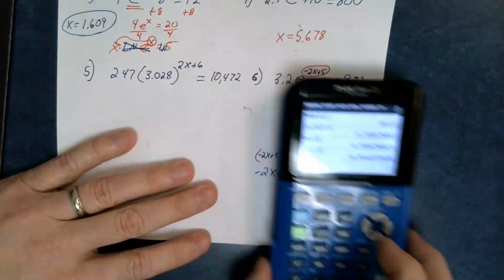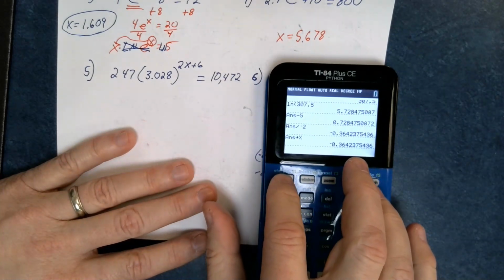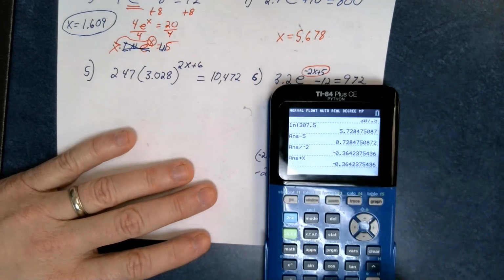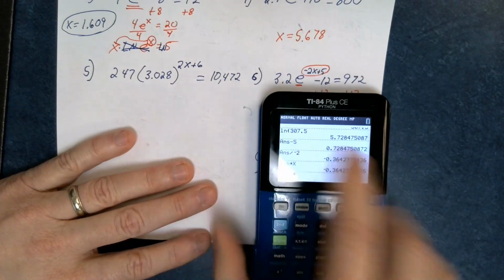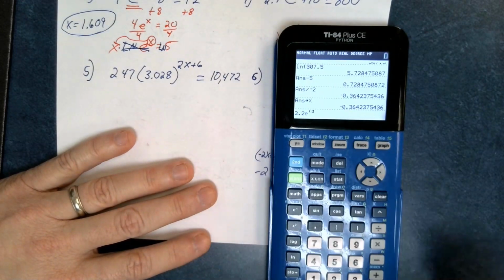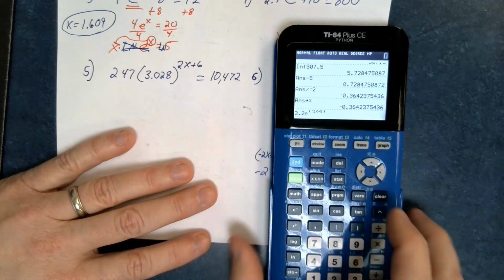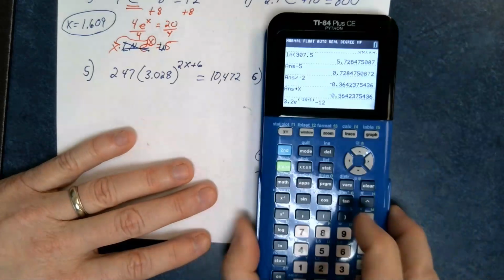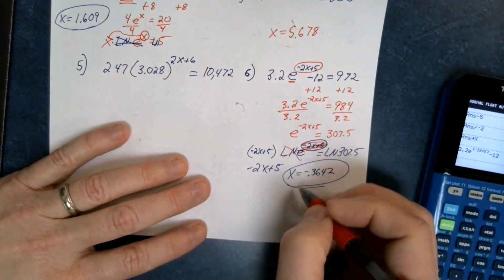Again, before I move on, I'm going to store that sucker, so I'll go ahead and store that in x. I go to my home screen, and I just type in 3.2 e raised to the, now old calculator people, remember you've got to put that in parentheses. Newer calculators, you don't have to worry about it anymore. So negative 2x plus 5, and then a down arrow minus 12. Crossing my fingers, hoping for a 972. 972 it is. That's a winner.